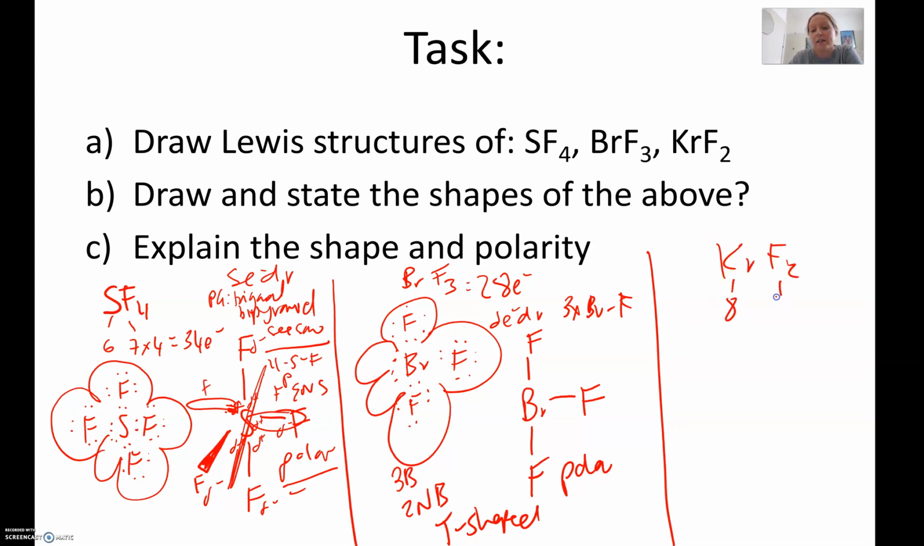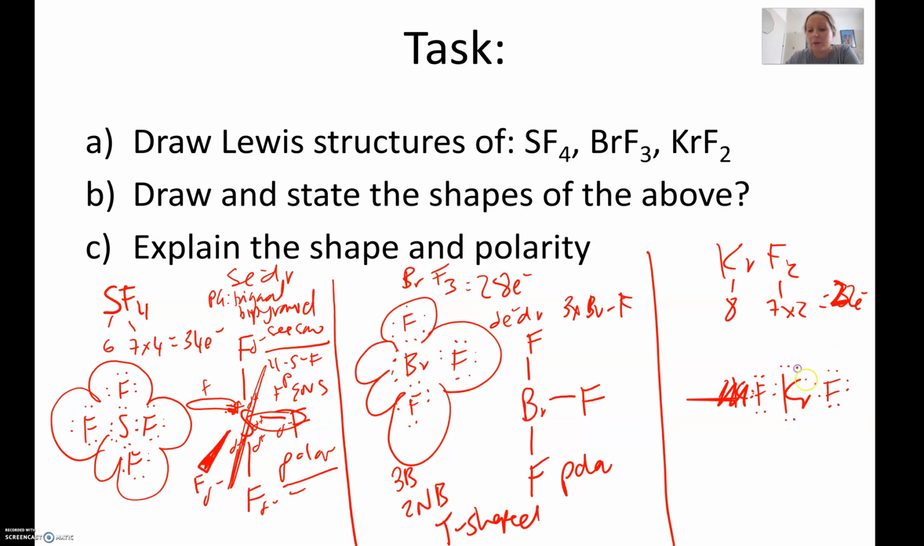Okay, last one, XeF2. 8, 7 times 2, so that gives us a total of 22 electrons. Is that right? I don't know if I've added that right. 14 plus 8, yes, 22. I think that's right. So if we put this in the middle, we place the bonds and then the lone pairs, and we've used up all 22 electrons.